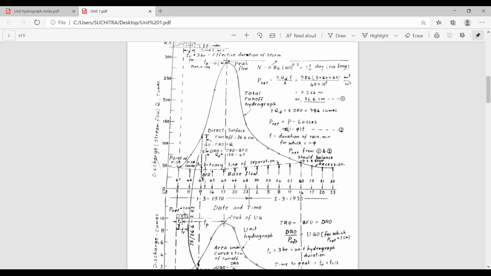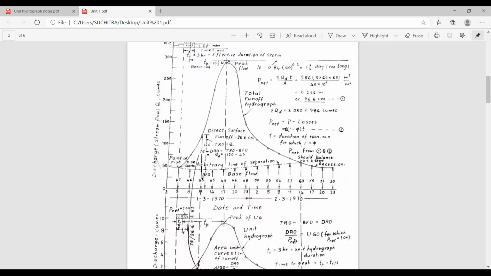Now along the vertical axis, these are the discharge values in cumex. The maximum in our case is 290 cumex, so up to 300 you can take it along the y-axis. Now, when you plot the total runoff hydrograph, this will be the shape of the total runoff hydrograph.